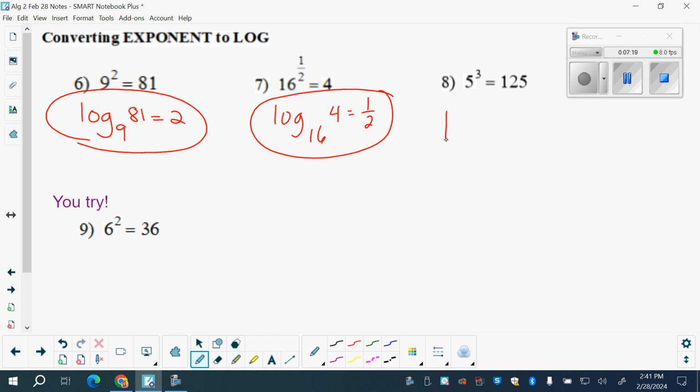So what's the base here on this one? Log base 5. What number goes here? 125. And that's going to be equal to 3. So go ahead and do number 9 as your U try.